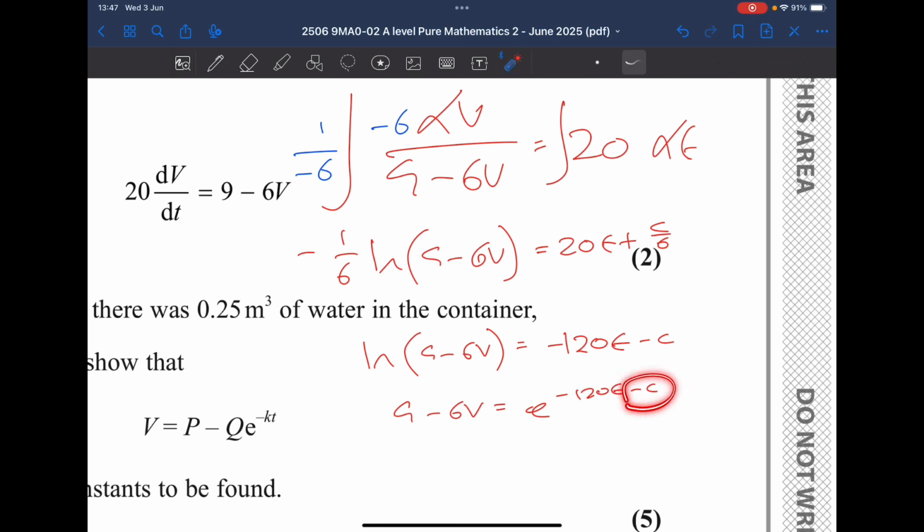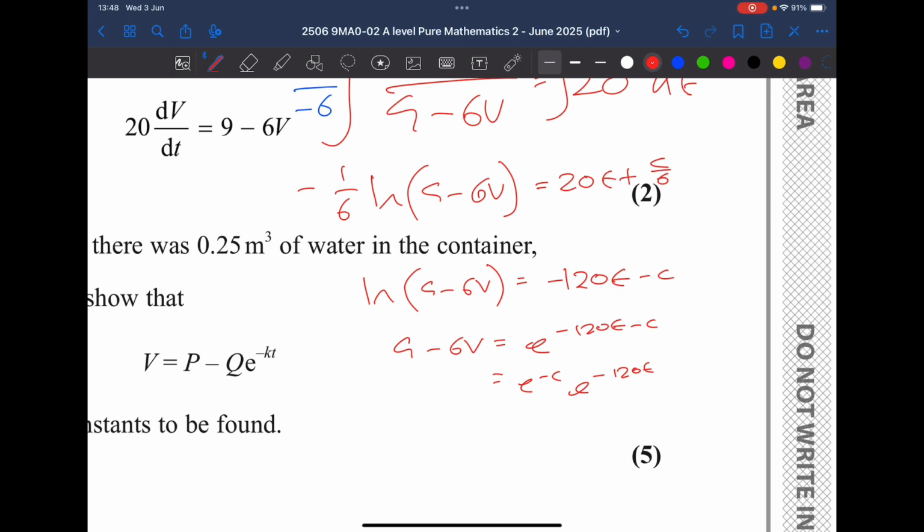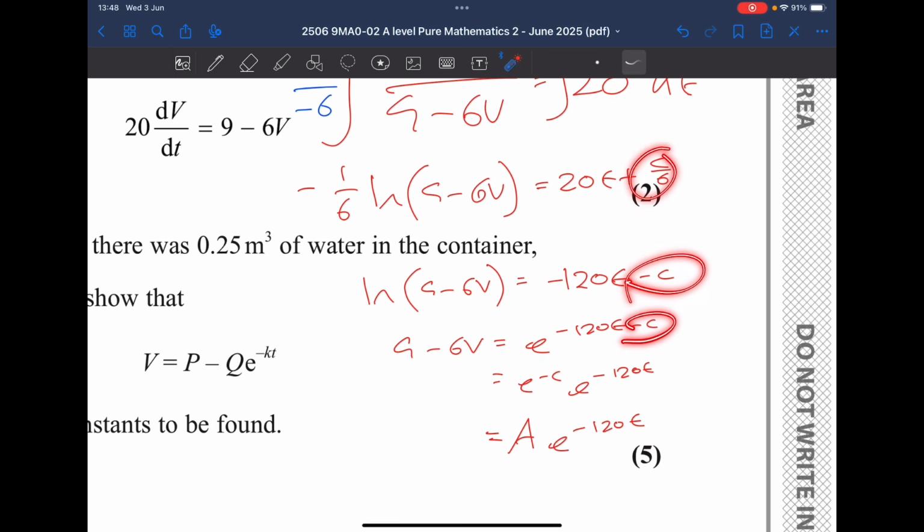And now we're going to separate that out. This is the same as having e to the minus c times e to the minus 120t. And then that e to the minus c we're just going to call A. Hence why we weren't too fussed about what we called c, because c is just going to go eventually. We don't need it. What we really want is e to the c. You can, if you want, call this log c. It's not a bad way to do it as well.